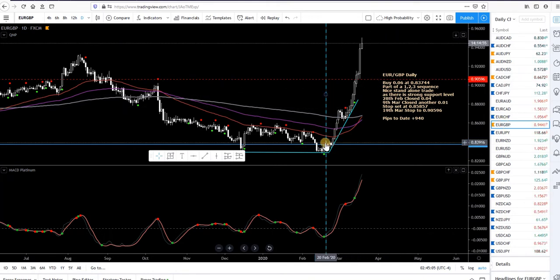I'm in a buy here. It's gone up nicely. It's a huge move for the pound. And I've just tightened my stop up this morning. All good.